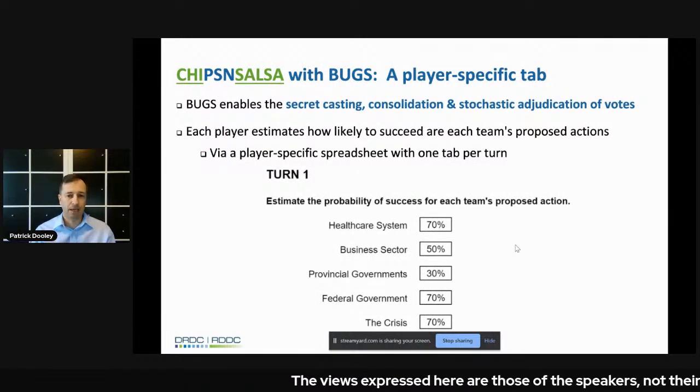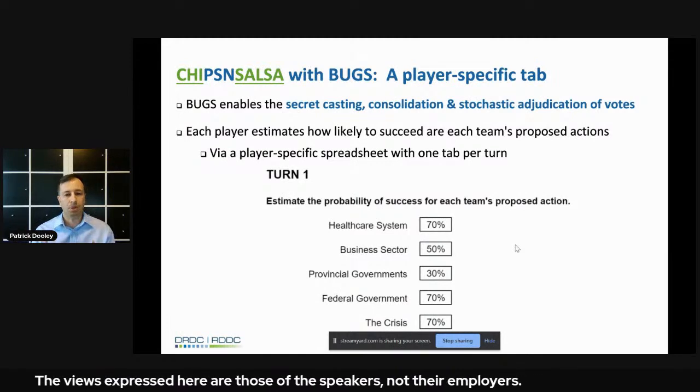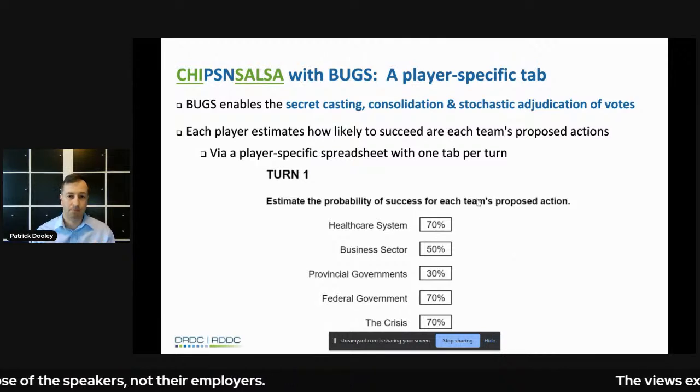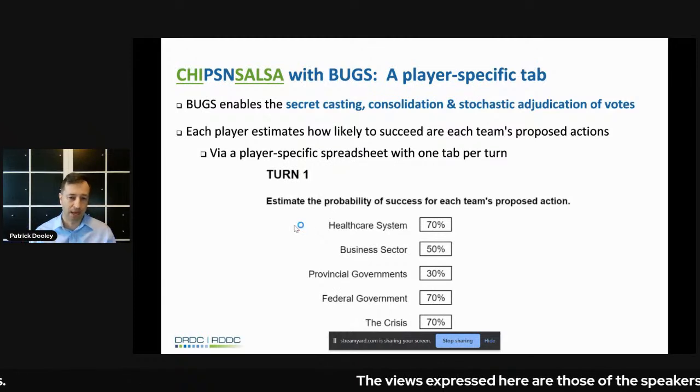So BUGS stands for balloting using Google Sheets. It's a secret voting tool. Every player has their own player-specific spreadsheet. That spreadsheet has tabs. Each tab corresponds to a turn, and that tab is effectively a ballot for that turn.